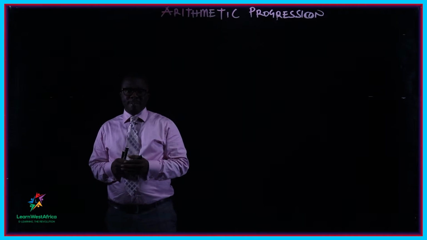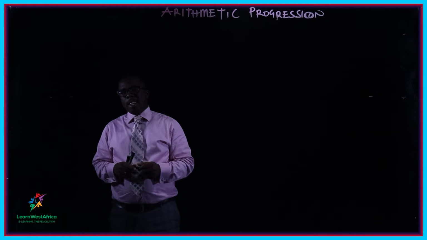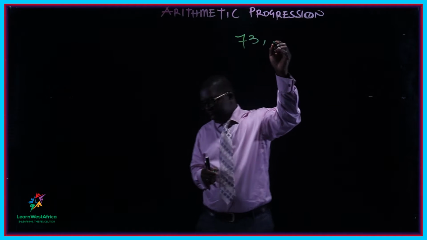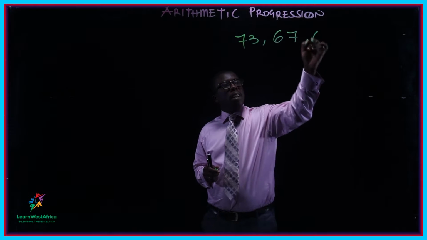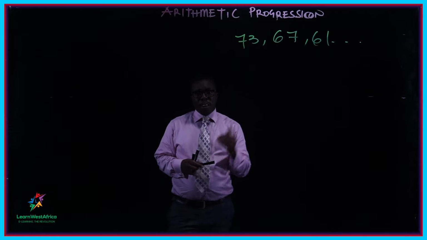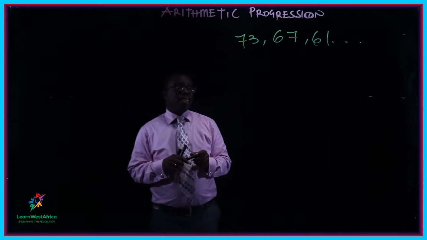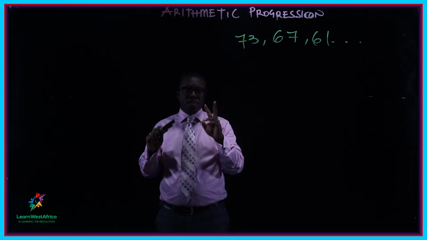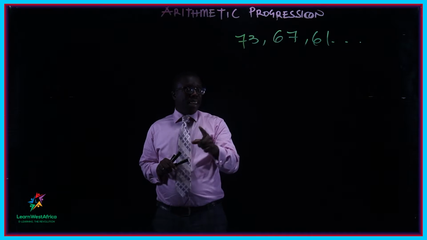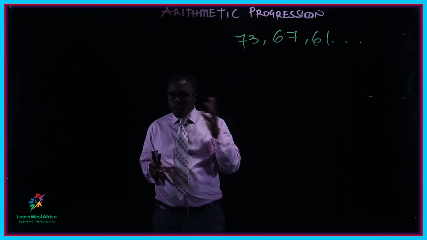In the problem that you've just seen, we have been given an arithmetic progression with the terms 73, 67, and 61, and it goes on. The question says we should find the nth term of that arithmetic progression, and on the basis of that, also work out the 12th term. Remember that for an arithmetic progression, two important values to always look out for in an exam are the first term and the common difference. These are essential in resolving any problem that goes with arithmetic progression.